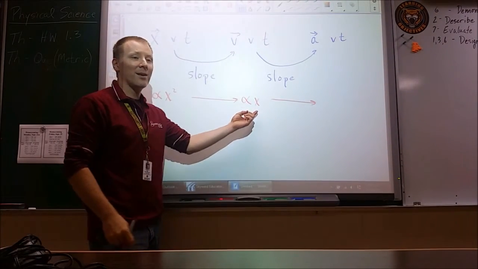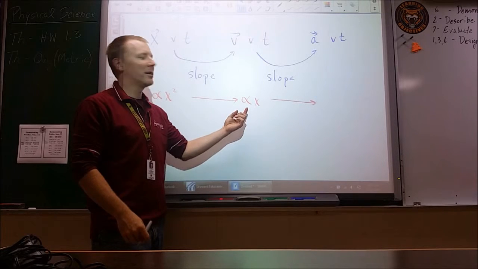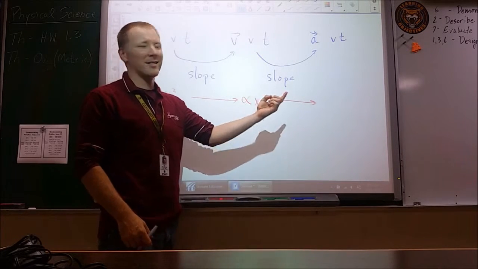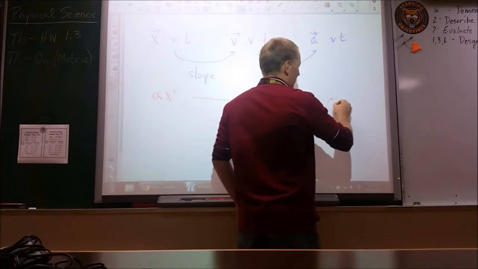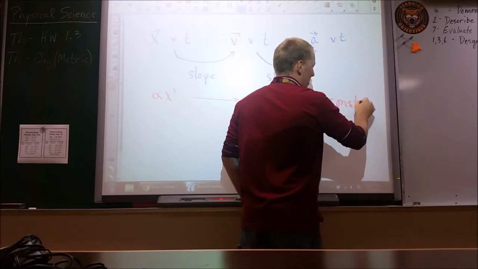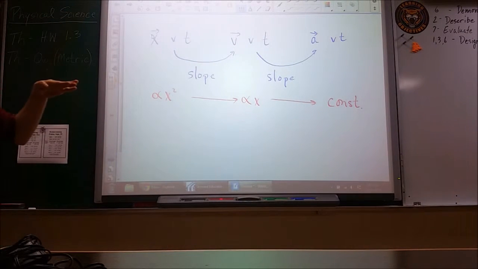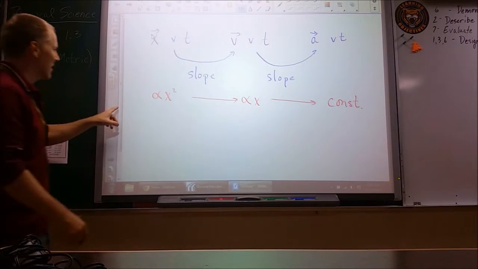Okay, and we do the same thing when we find the slope of the next one. This is essentially x to the 1, so it becomes x to the 0. That means this would be a constant. Could even be 0, but it's a constant number. Let's take a practice one.